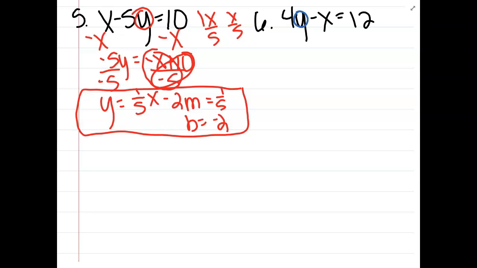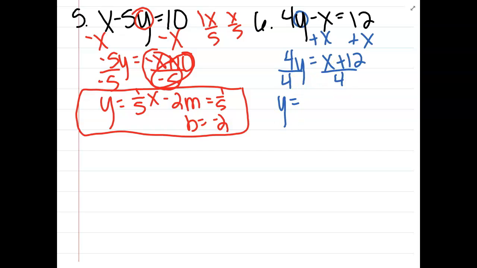On the other ones, how I usually move the x to the other side, that's still the first thing I'm going to do. I'm going to add x to both sides, and we get 4y equals, on the right-hand side, I'm still going to write the x first. It's a positive x, and then this is going to be a plus 12. And this one's really similar to the last one. Whenever I divide by 4, we would get y equals.